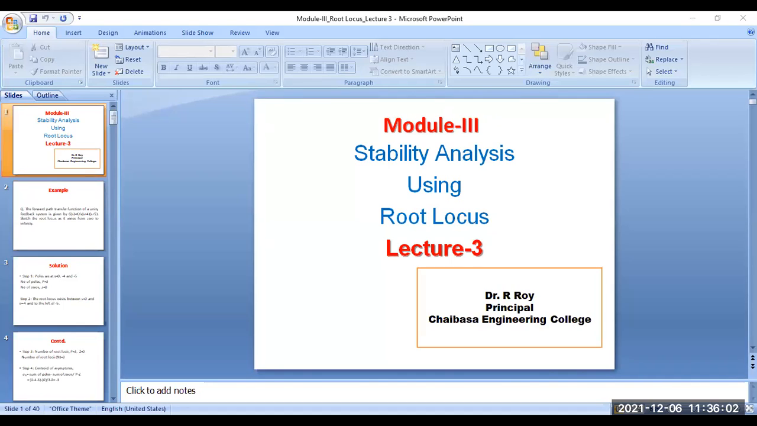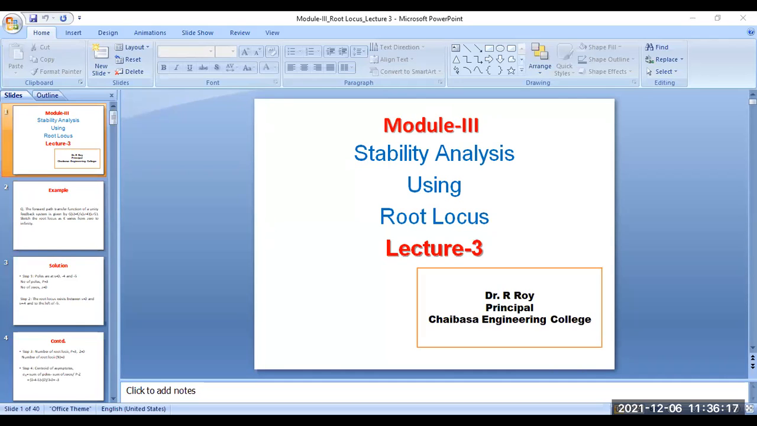Okay. So last class we discussed the various steps of solving this root locus problem. Now we'll take up the numerical problem for this root locus.